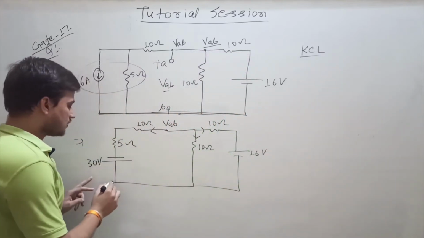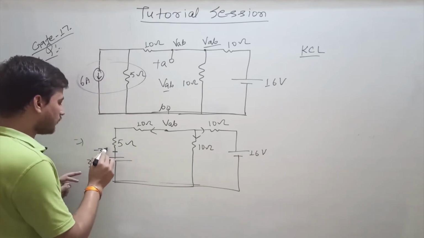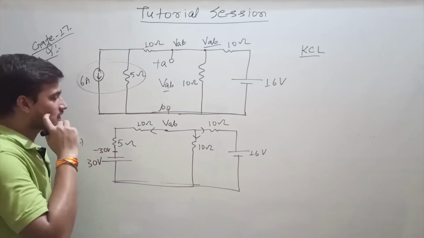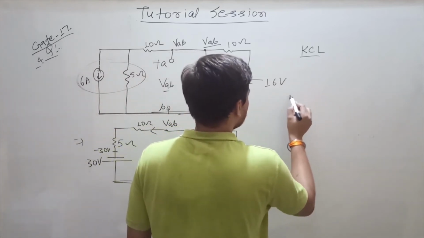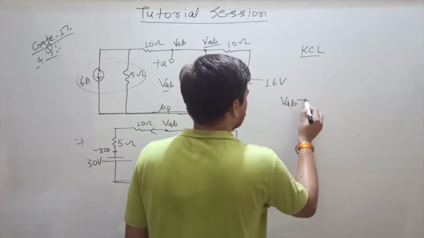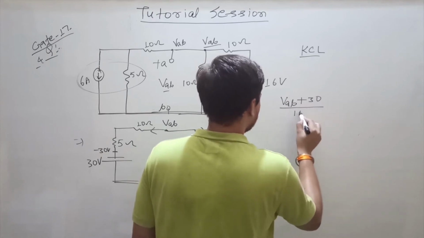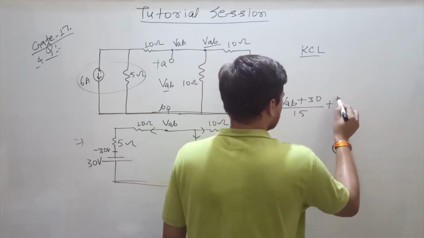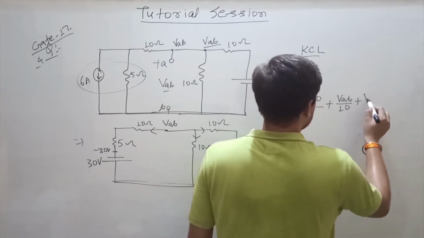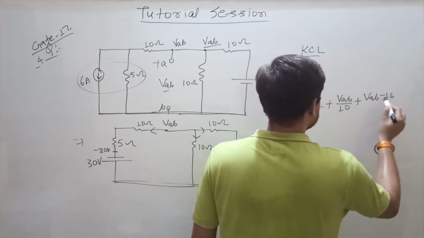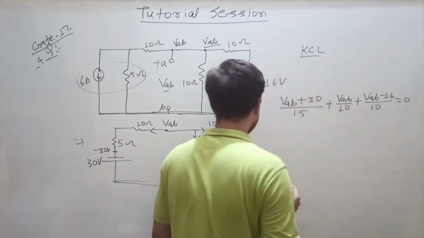Now here see, this potential is 0 volt. So potential of this point will be minus 30 volt because there is a fall in potential. So you will write VAB plus 30, because minus minus becomes plus 30, divided by 15, plus VAB divided by 10, plus VAB minus 16 divided by 10, will be equal to 0.